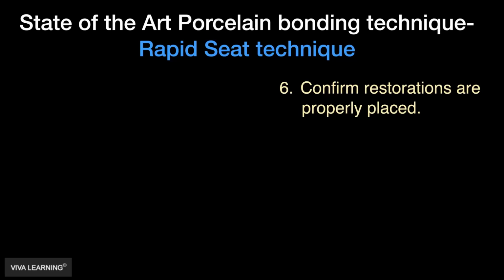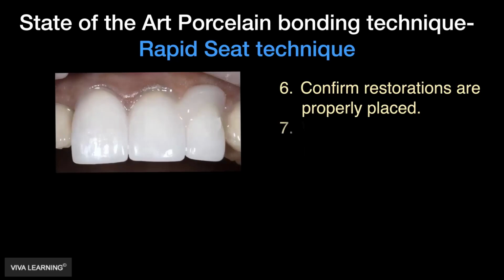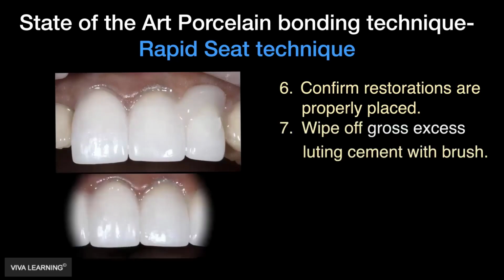And then the next one that you do in the canines, it's going to be even more off, and you're going to be finding yourself adjusting interproximal contacts. What I find is this rapid seed technique allows me to get all the restorations in. I confirm the placement. Then I wipe off the gross excess with a brush.